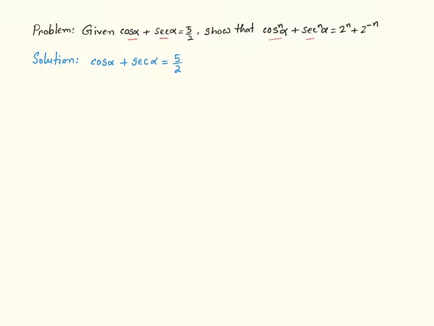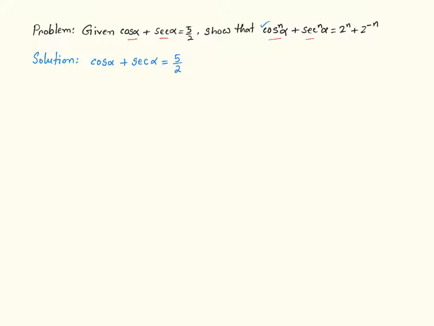The strategy to solve this problem is this. We are going to take the given condition cosine alpha plus secant alpha. Then from this we are going to do some algebraic manipulations, and then we are going to try to find the value of maybe cosine alpha. Once we find the value of cosine alpha, we know what is the value of secant alpha, and then we are going to plug it into the desired equation, which is this one.